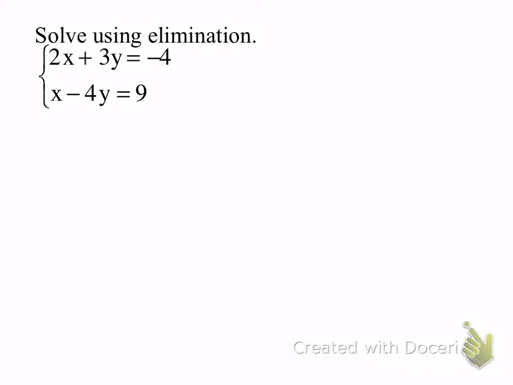Yes? Yeah, this time we have to do some manipulation. We need to manipulate so one of them becomes an additive inverse. And so there's nothing that already can cancel each other out. So we have to multiply by a number that will allow me to cancel out. So what did you say?